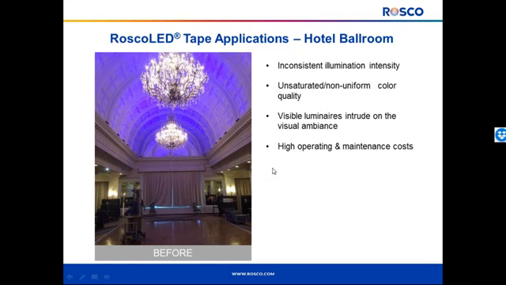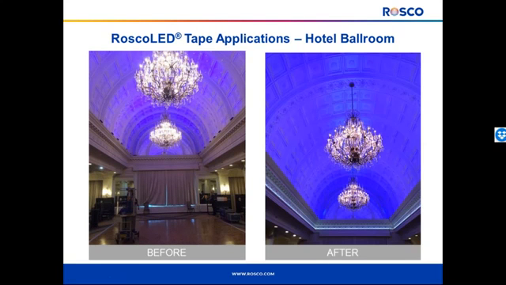And the third point here is that these light fixtures do require ongoing maintenance, which just adds to the negative appeal of this installation. So how does it look with RoscoLED tape? Here we are with the picture on the right. I'll call your attention to a number of key points here. The first is that you can see the uniformity and the saturation of the color in the arch ceiling is much enhanced. So very uniform and deeply saturated.